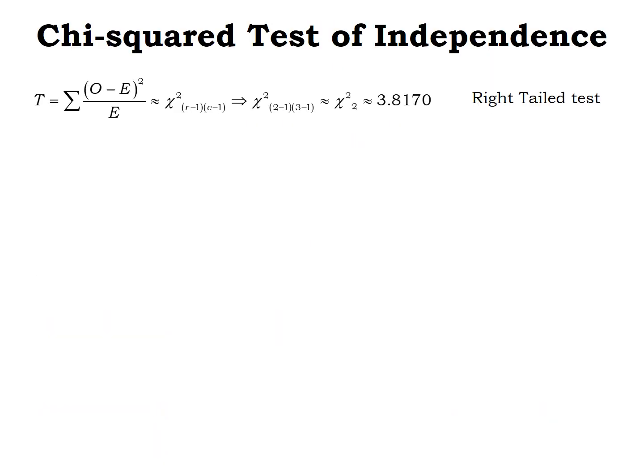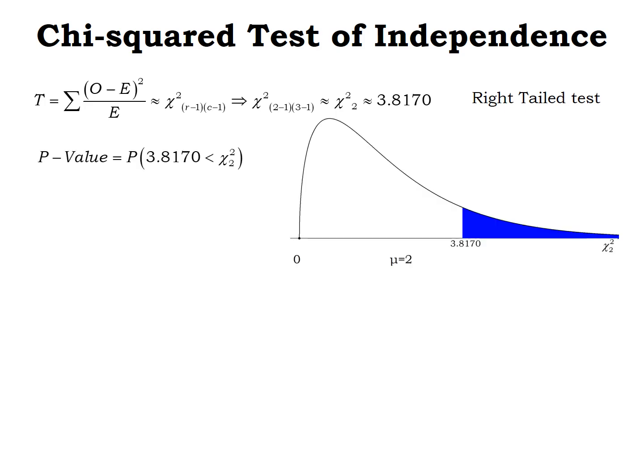Now that we've got our test statistic calculated, it's time to find our p-value. It's a right-tailed test, so our p-value is going to be the area to the right of our test statistic, 3.817. We have 2 degrees of freedom. We're going to use our chi-squared CDF to find this area. So we want to go from 3.817 to infinity with 2 degrees of freedom. We have a p-value of approximately 0.1483.